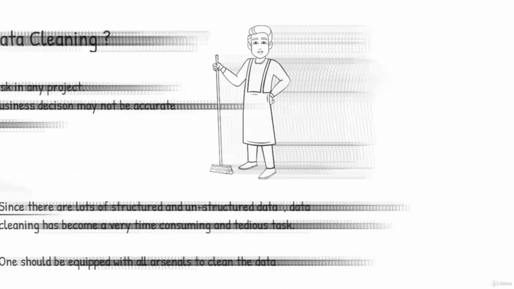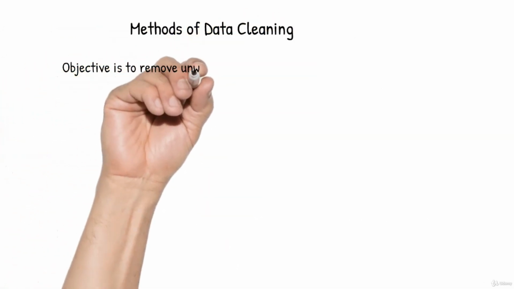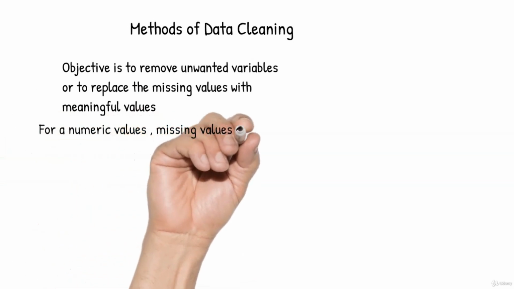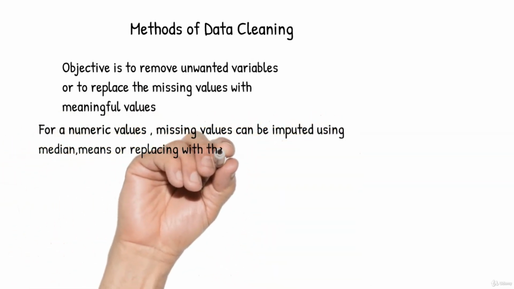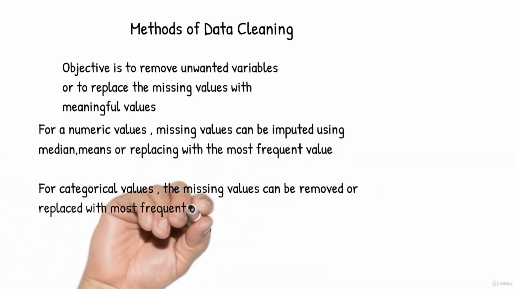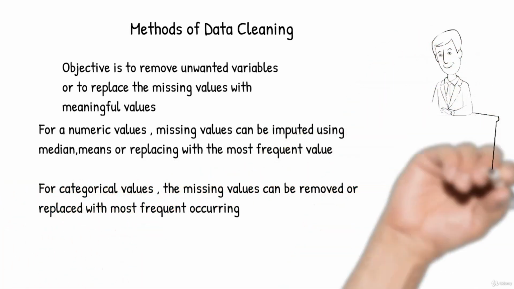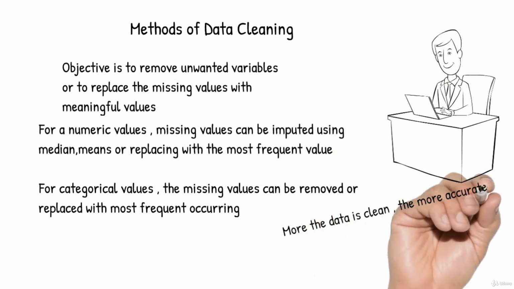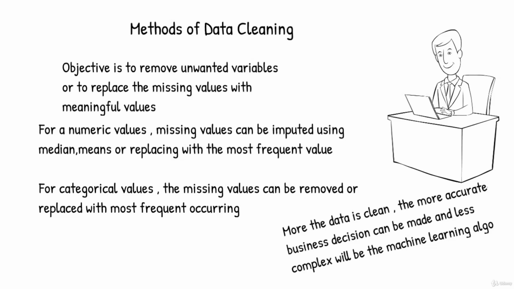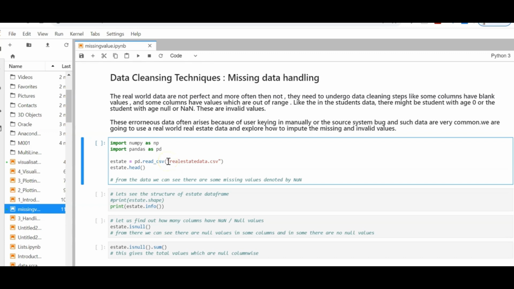The most common ways of cleaning the data are replacing a numerical value with the mean or median value, or replacing it with the most frequently occurring value in a column. For a categorical value, the missing value can be removed or replaced with the most frequently occurring value. And depending on the business decision, you may also choose to delete some of the rows. The cleaner the data, the more accurate the business decision can be made, and the less complex the machine learning algorithm will be.